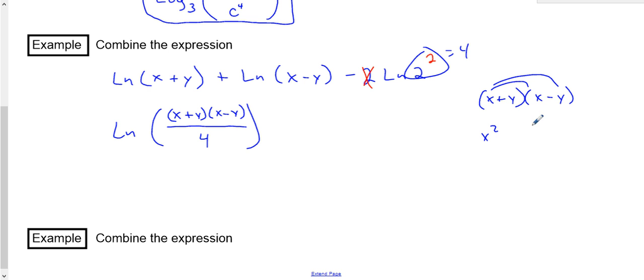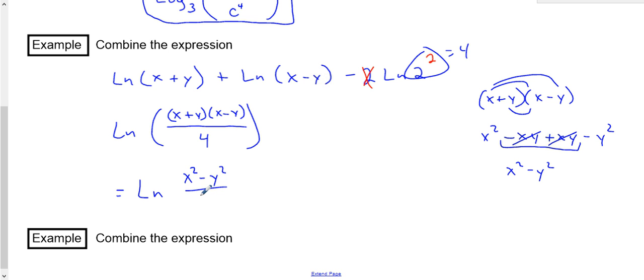X times the negative y is going to be minus xy. Y times x is plus yx or xy. And y times negative y is minus y squared. These two middle terms are opposites of each other, so they will cancel, and I will get x squared minus y squared. Okay? So, like I said, if you know difference of two squares, you would know that answer right away. And we end up with natural log of x squared minus y squared over 4.